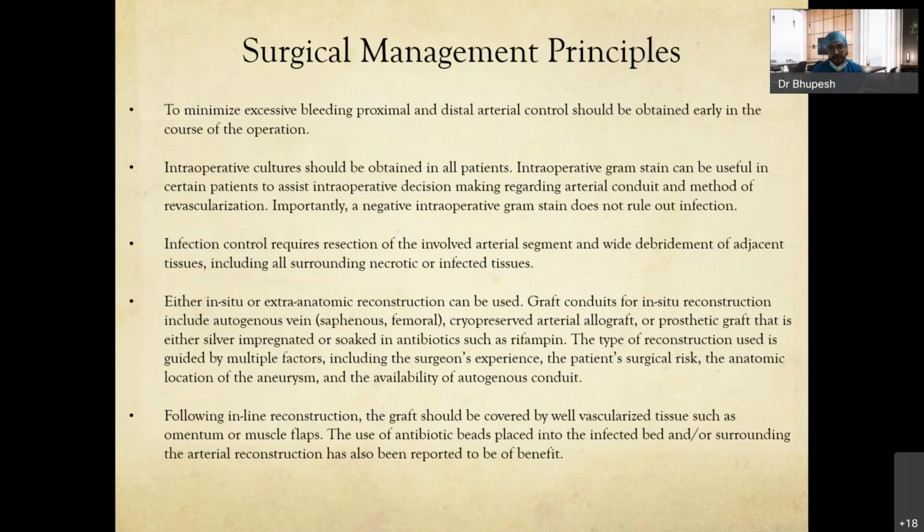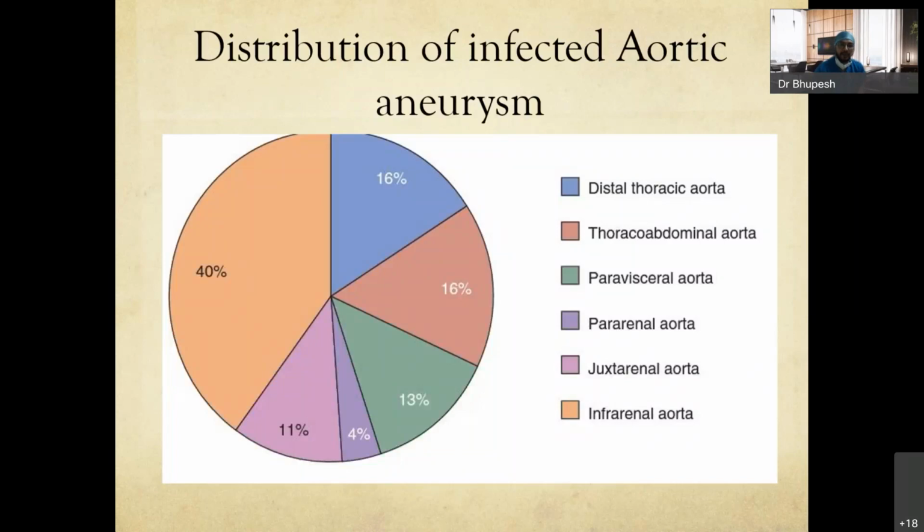The type of reconstruction used is guided by multiple factors, including the surgeon's experience, patient surgical risk, anatomical location of the aneurysm, and availability of the autogenous conduit. Following in-line reconstruction, the graft should be covered well by vascular tissue such as omentum or a muscle flap. The use of antibiotic beads placed into the infected bed or surrounding the arterial reconstruction has also been reported to be of benefit.